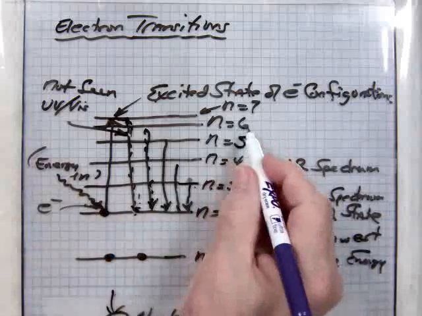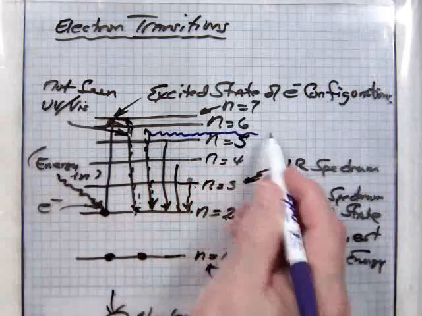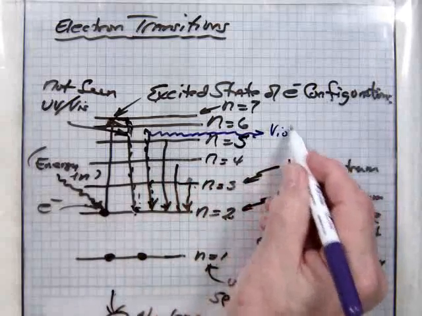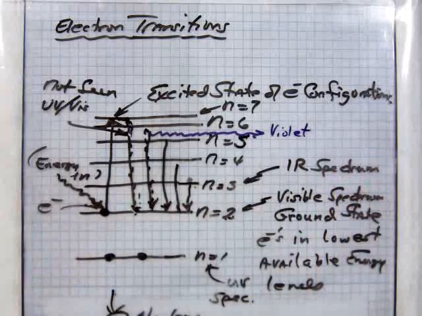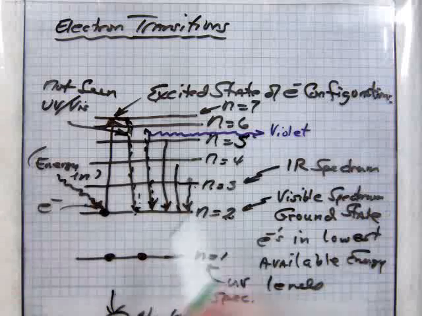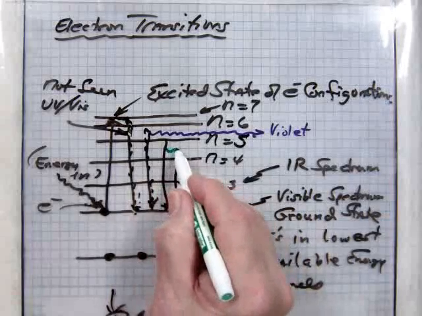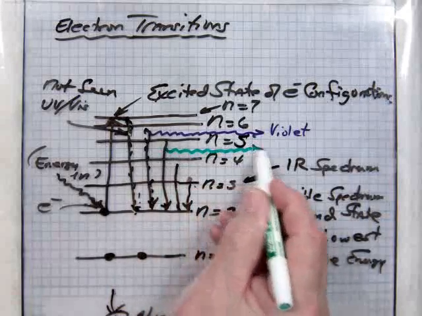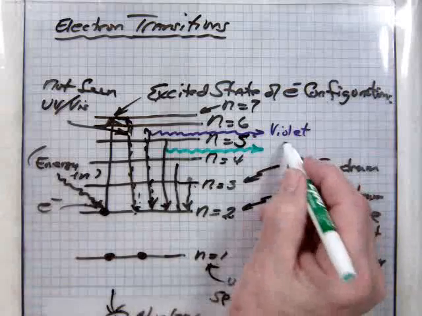So a 6 to 2 transition gives a violet color. A 5 to 2 transition, that would be this next one, gives a green color. You look on your handout that I gave you, down there at the bottom, and you can see these colors. There's a green transition.